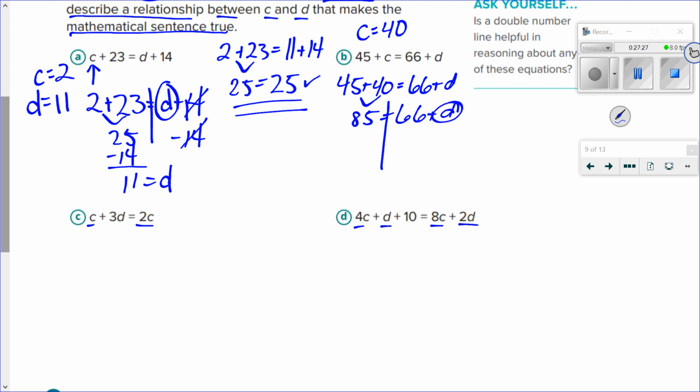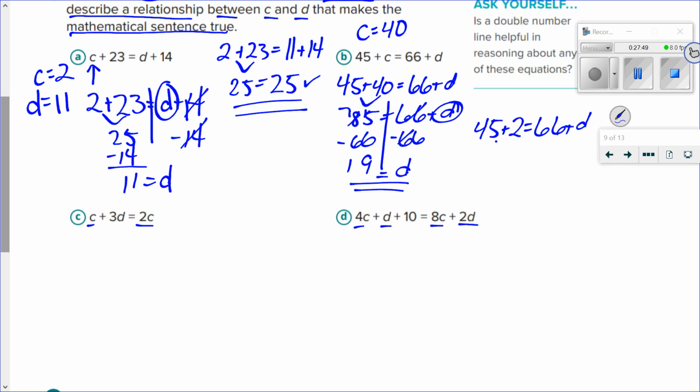Here's my variable. The opposite of adding 66 would be subtracting 66. Those go away. This becomes a 7. We have a 9. So we say D equals 19. If you did what I recommended, which was use C equals 2, it would have been 45 plus 2 equals 66 plus D. So then I have 47 equals 66 plus D.